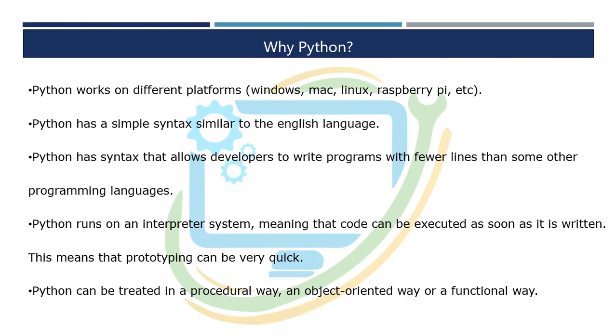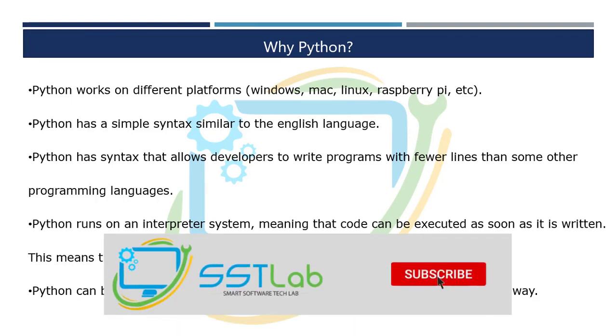Python can be treated in a procedural way, an object-oriented way, or a functional way. So you can use different techniques in a single language to solve your problem. If you are an object-oriented programmer, you can use object-oriented programming techniques in Python, or the procedural way, or you can also use the functional way as you want. So Python supports all these techniques, whether procedural, object-oriented, or functional.